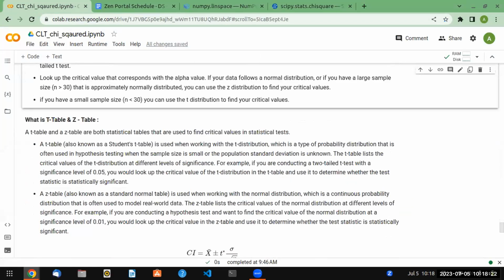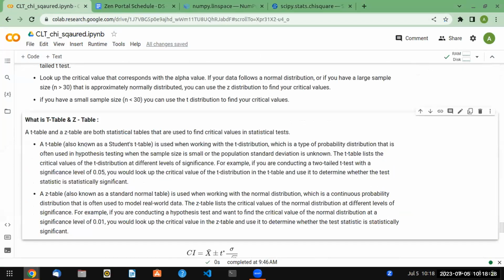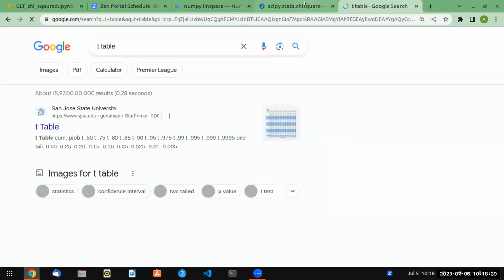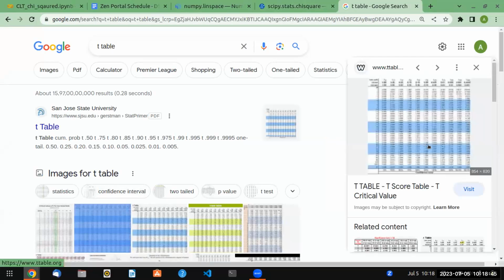I have explained what is the T table and the Z table. This is called a student's T table, and this is known as the standard normal table. You are not going to do this manually, okay guys? This is being taken care of by Python, so you need not worry. You just understand what is happening.